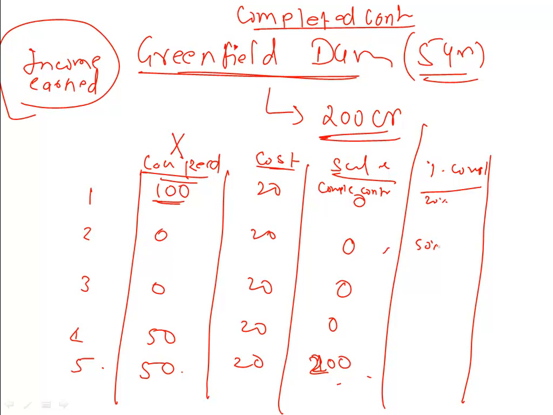Right? So I want to recognize my revenue in proportion to the amount of work that I have done, the amount of project that has been completed in this particular year. Are we okay with this?